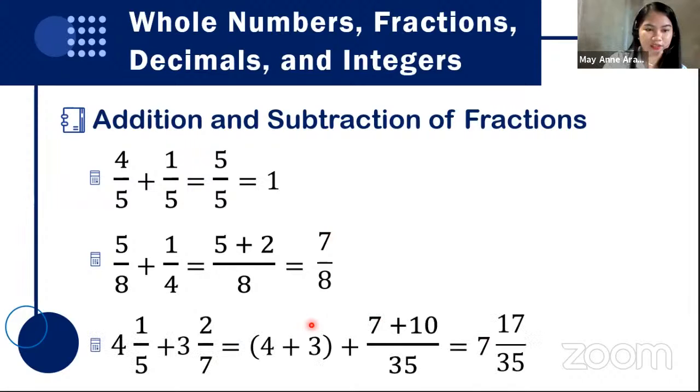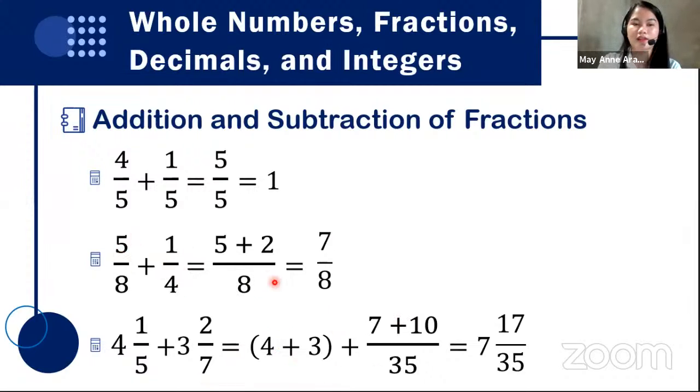Next, we have the addition of mixed numbers. Here, you can just add the whole number part. So in this case, we have 4 plus 3. And for the fraction part, or the fractional part, just do the same.